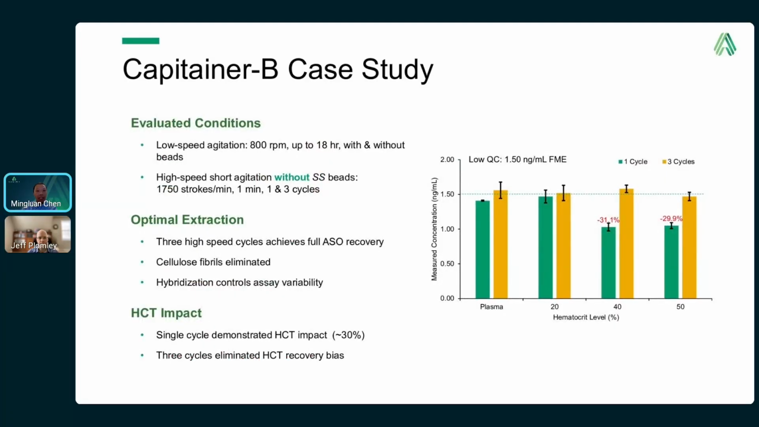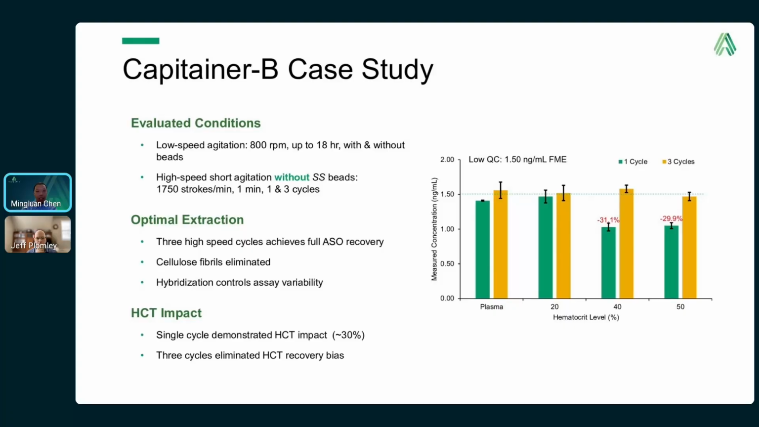To address the disk fragmentation observed with the bead beating extraction procedure, we adopted a gentle desorption approach that preserves the cellulose disk. Two strategies were tested: prolonged low-speed incubation at 800 RPM for up to 18 hours without steel beads, and short high-speed agitation at 1750 RPM for 1 minute, repeated once or 3 times without beads.